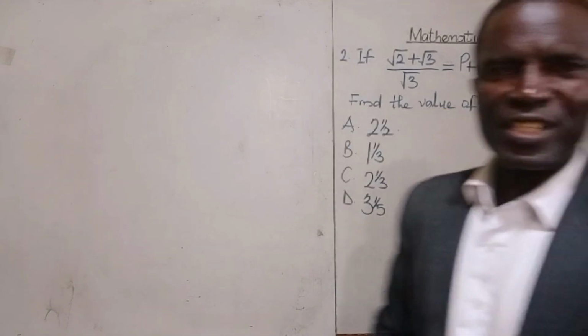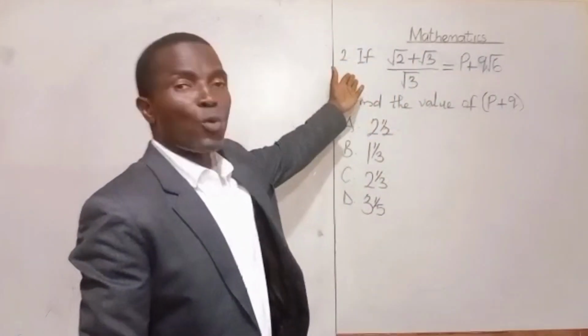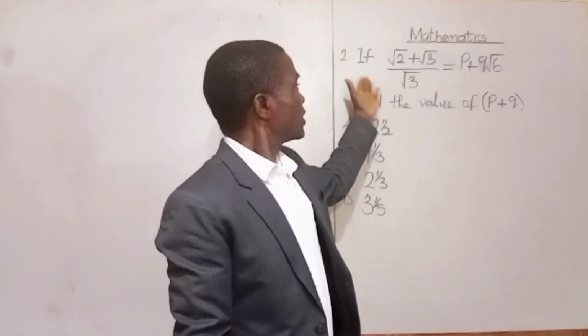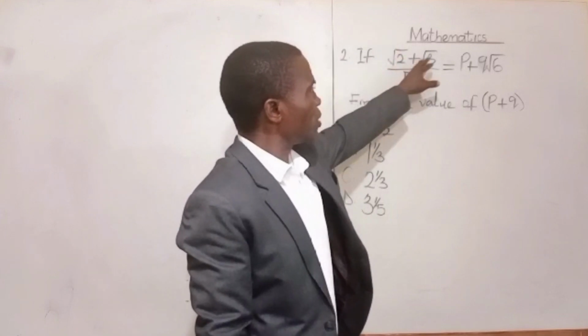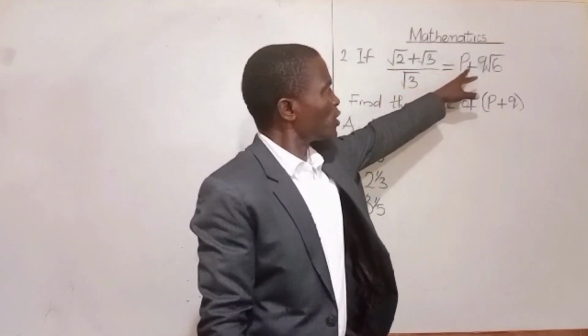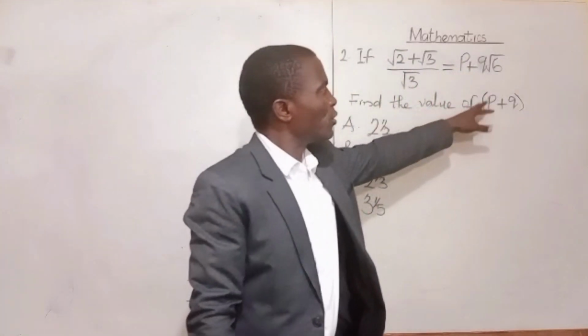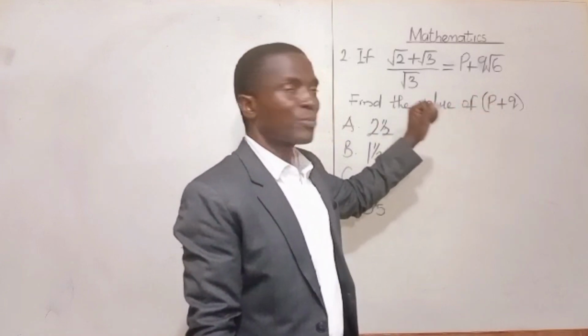Now, this is example 2. This is also one of the past questions, a WAEC past question. The question says, if square root of 2 plus square root of 3 all over square root of 3 is equal to p plus q root 6, find the value of brackets open p plus q.